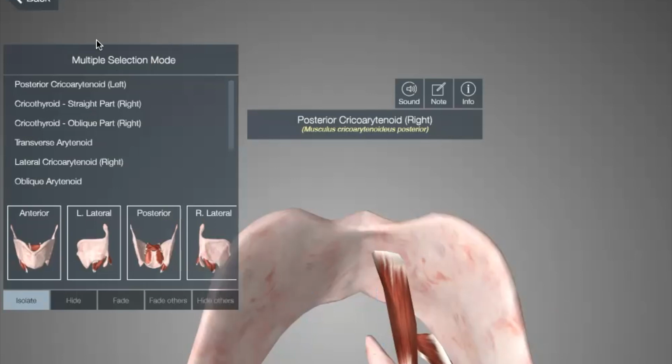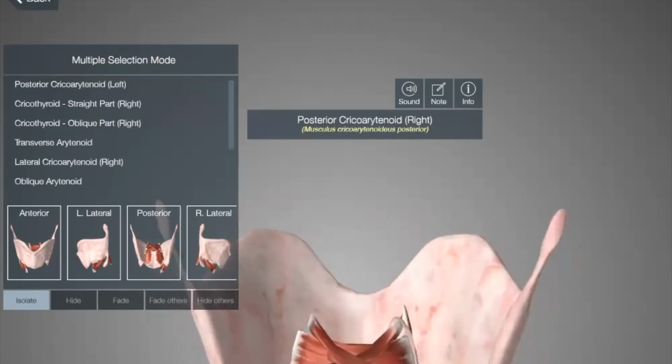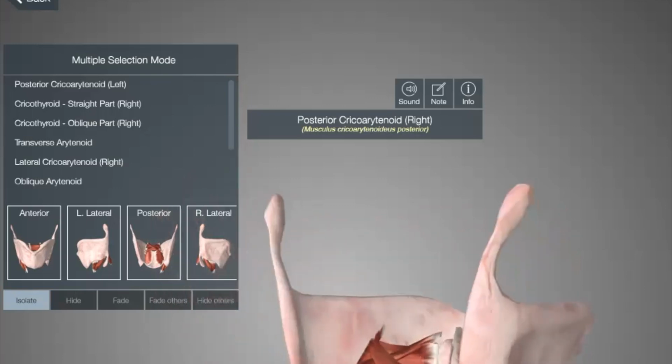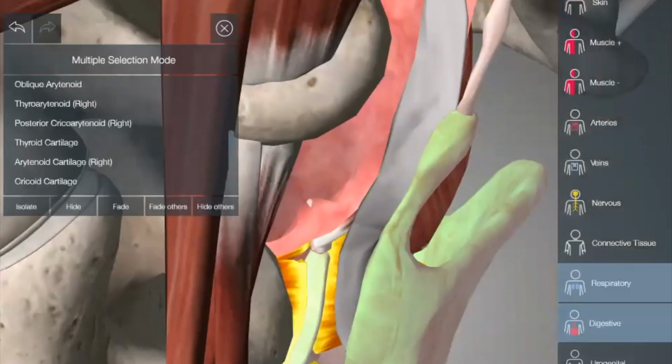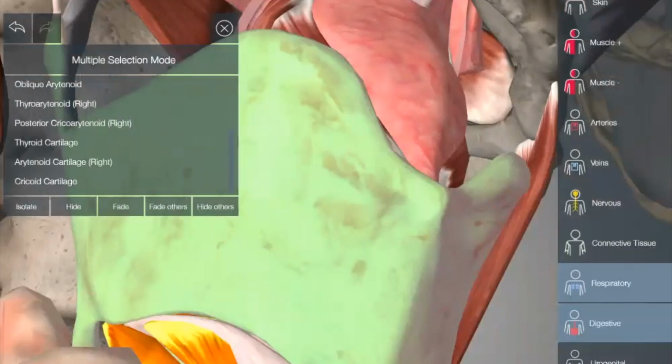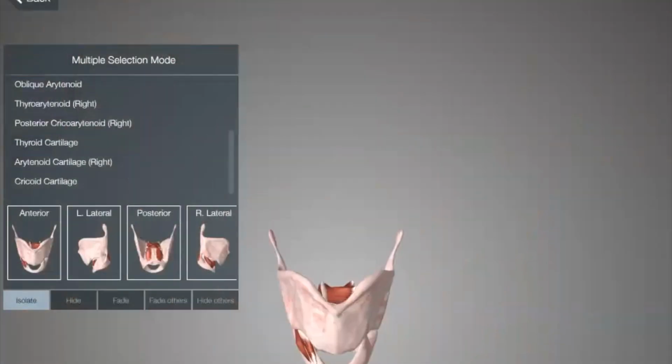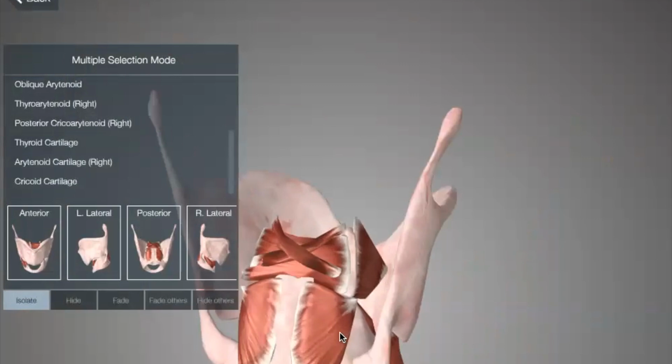So what I'm trying to say, the posterior cricoarytenoid is the only muscle that is able to abduct the vocal cords away from each other. Abduct is just abduction, away from each other, okay? This muscle originates from the posterior surface of the cricoid cartilage. It's here because the cricoid cartilage is the ring that lies here. Maybe I can select it. It's this one. There we go.